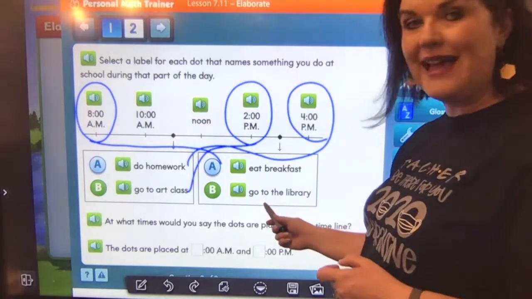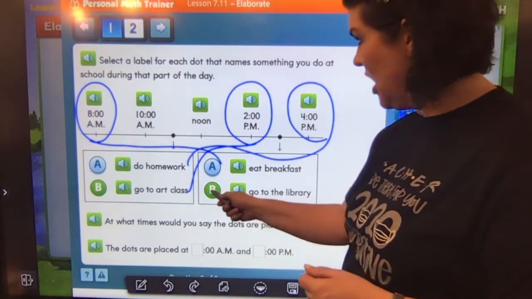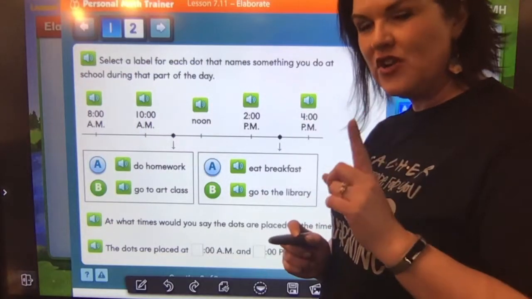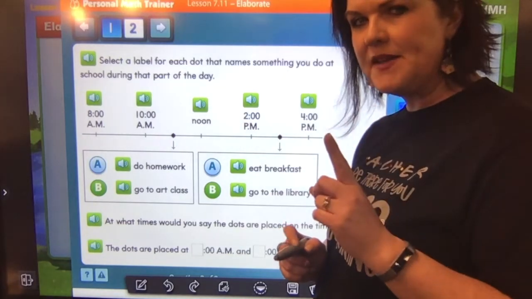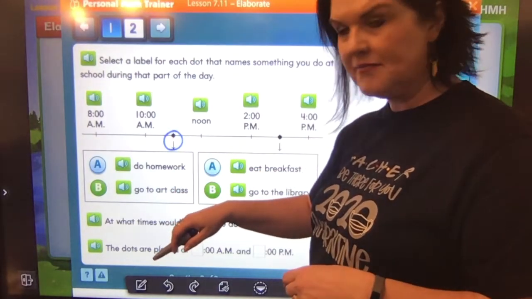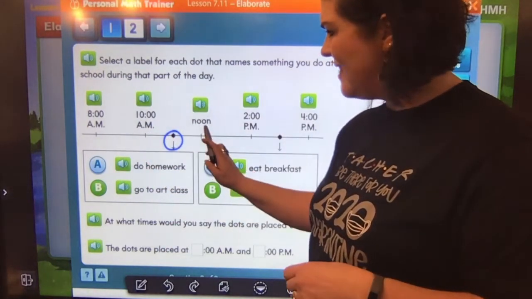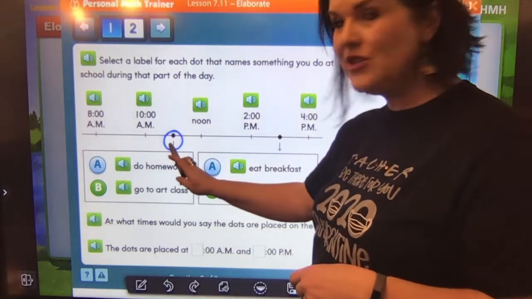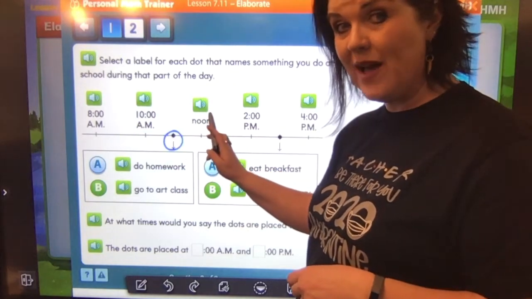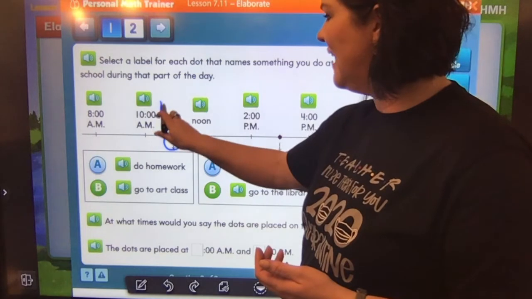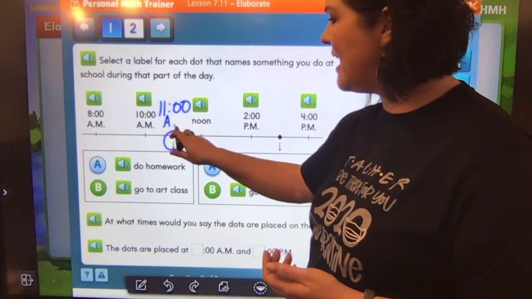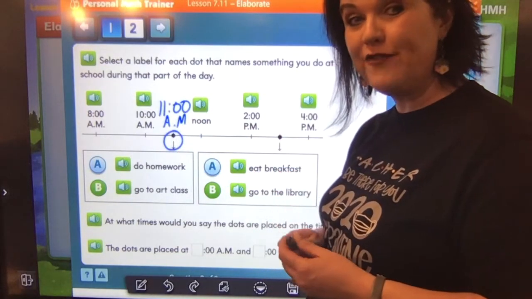Let's go ahead and go to the library. A lot of times we go around 10 o'clock for library. So we're going to go ahead and circle this 10 o'clock. I have a trick question for you. Maybe it's not tricky, but we have to think about it. What do you think this dot right here would represent? If this is 10 o'clock and this is noon, what time do you think this would be? It has to be between 10 and 12. We know that would be 11 o'clock, and we need to make sure we write AM because it's before noon.